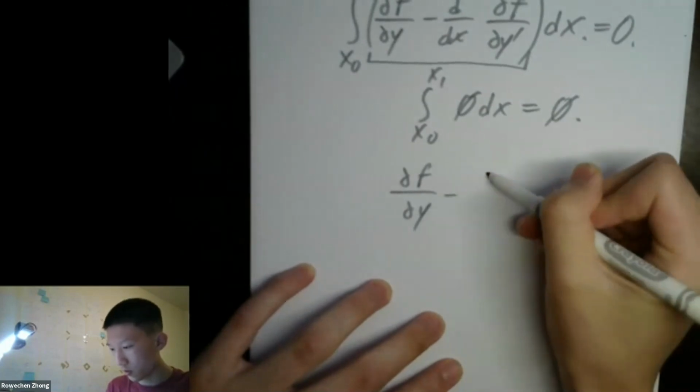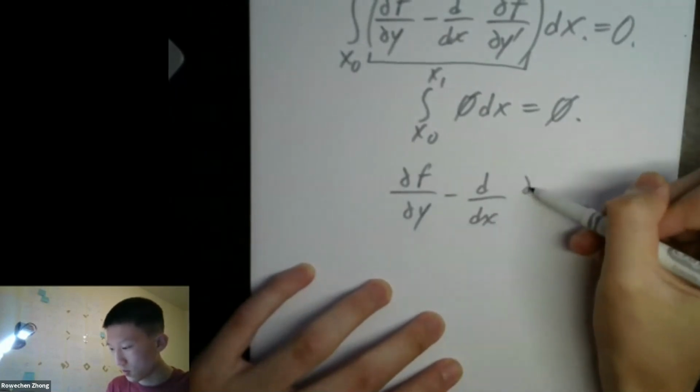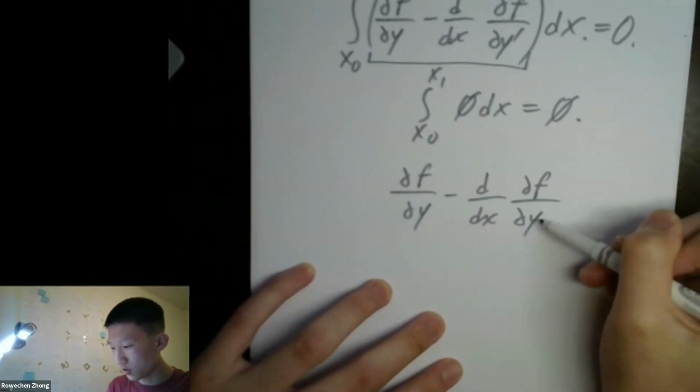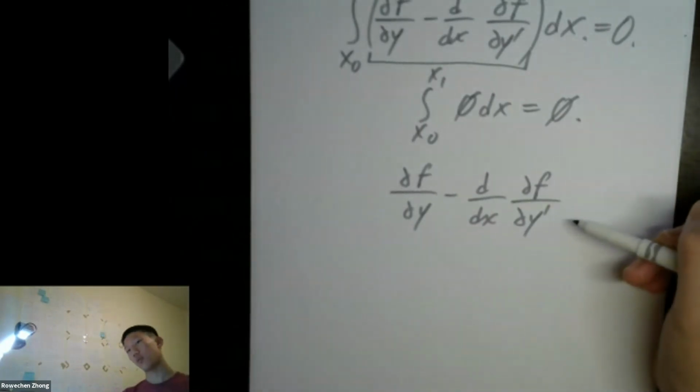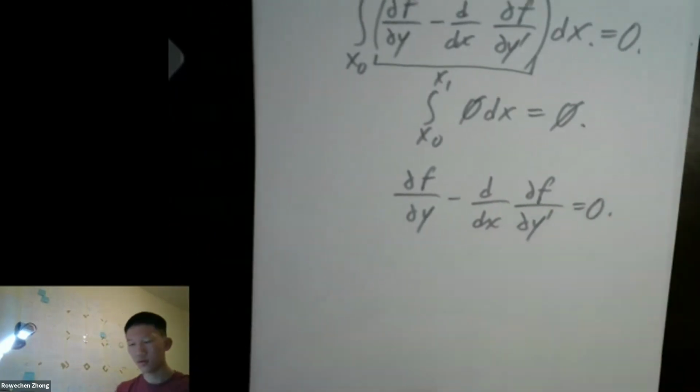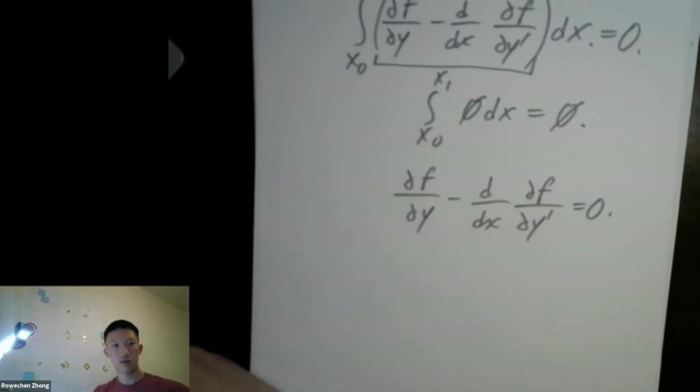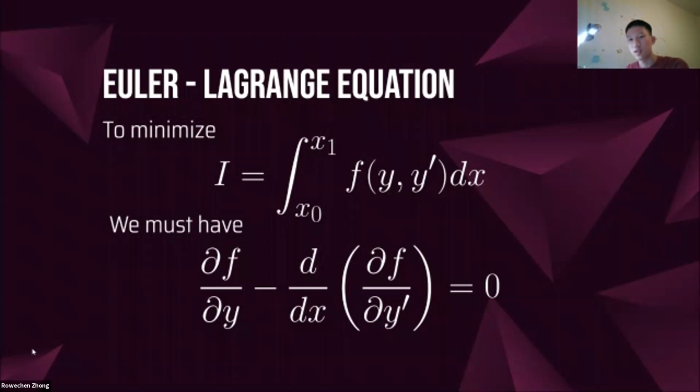Partial of f over partial of y minus d over dx times partial of f with respect to y prime must be equal to 0. And let's take a look to see if I did it correctly. I did. Okay, that's sweet. Anybody follow that? Probably not. Great. That's the Euler-Lagrange equation, and we're going to apply it.